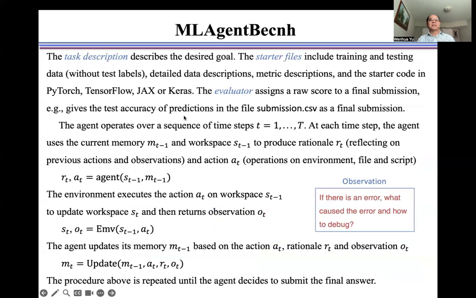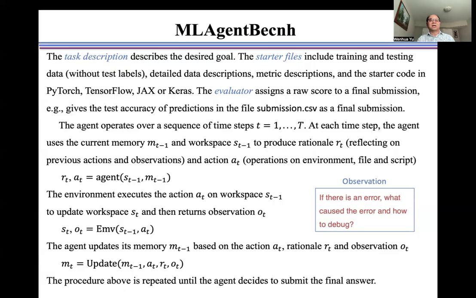The task description describes the desired goal. The starter files include training and testing data, detailed data descriptions, metric descriptions, and the starter code in PyTorch, TensorFlow, JAX, and Keras. The evaluator assigns a raw score to a final submission. For example, it gives the test accuracy of predictions in the file submission.csv as a final submission.